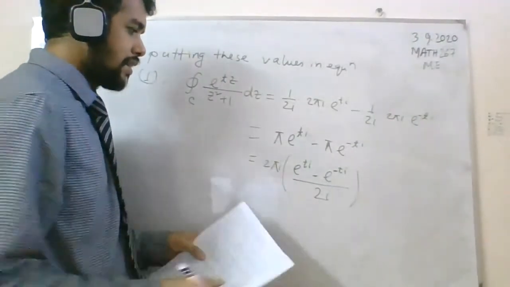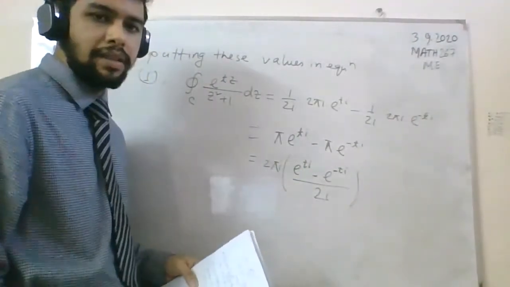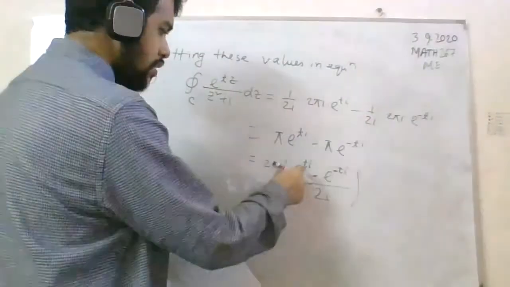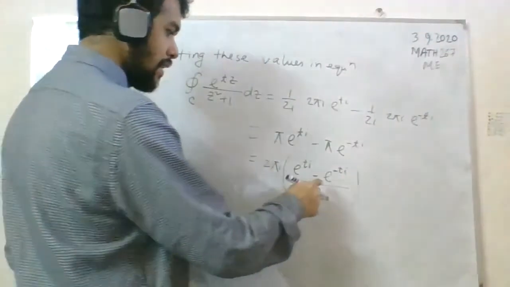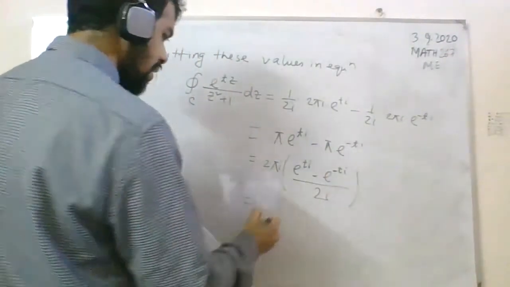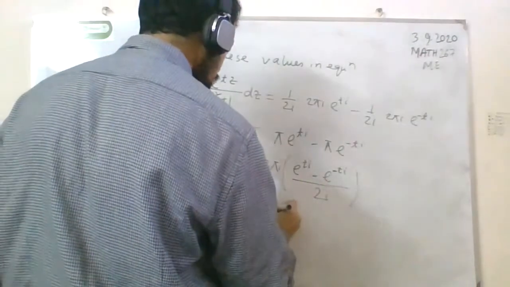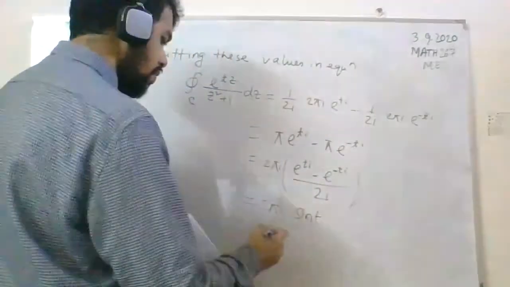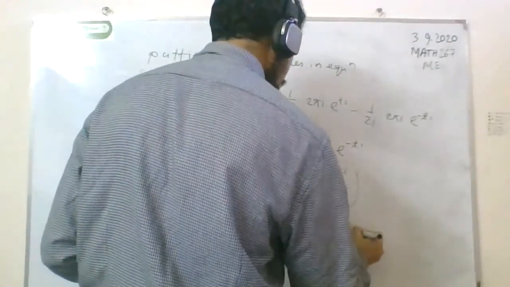So this is the formula of sin t. Where e to the power ti minus e to the power minus ti divided by 2i, and from here we can write 2 pi i into proof.